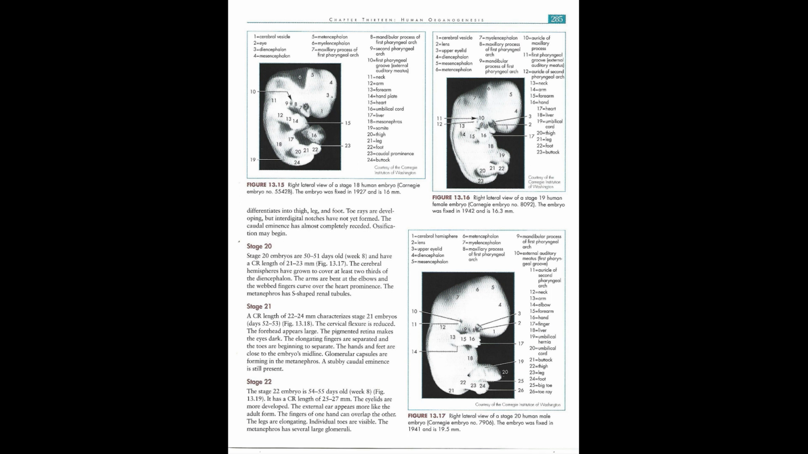Stage 22. The stage 22 embryo is 54 to 55 days old, week 8, Fig 13.19. It has a CR length of 25 to 27 millimeters. The eyelids are more developed. The external ear appears more like the adult form. The fingers of one hand can overlap the other. The legs are elongating. Individual toes are visible. The metanephros has several large glomeruli.